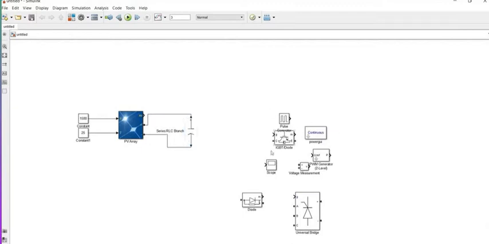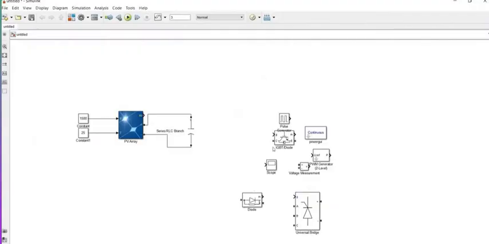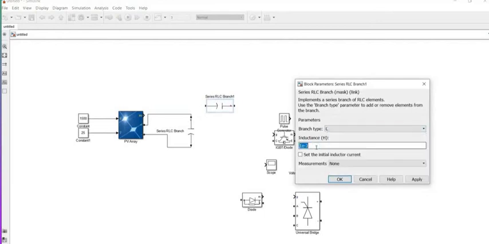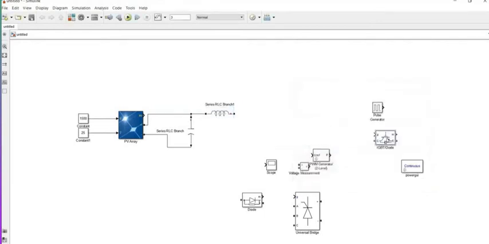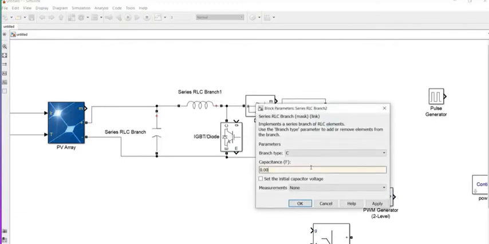Okay, and then after the capacitor, we need to connect a boost converter, right? So this is what the boost converter diagram looks like: inductor, diode and switch. Take the inductor, right click and rotate this one, and give the inductor value 0.02 Henry. After that, connect the diode and connect the switch here for designing the boost converter, and connect another capacitor here. So these four make the boost converter, and give the same value, 0.006.